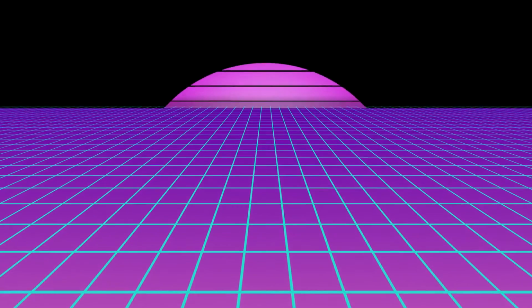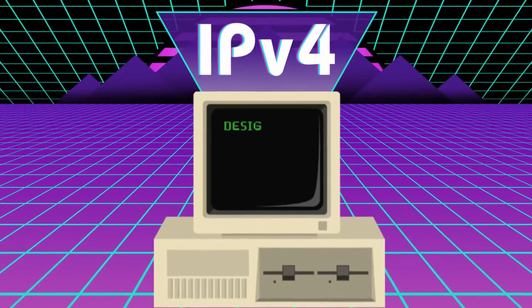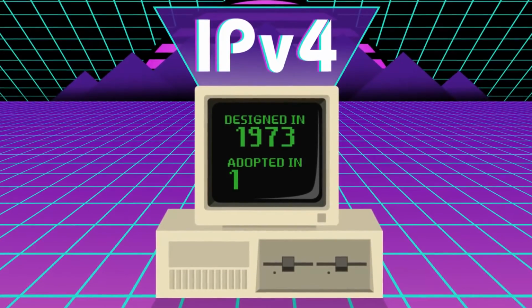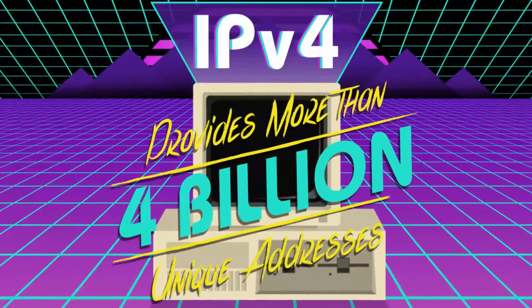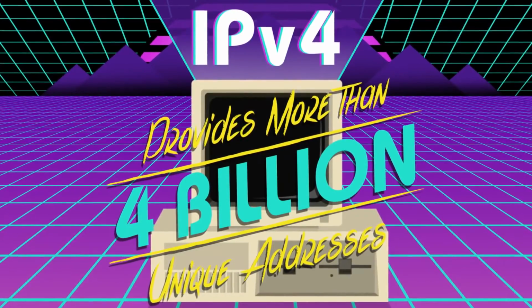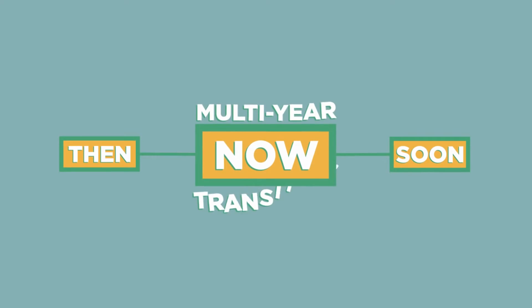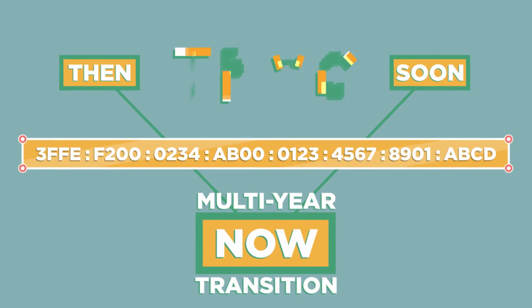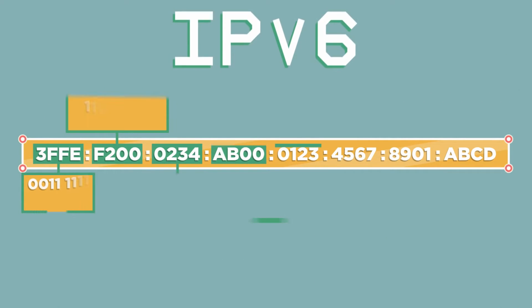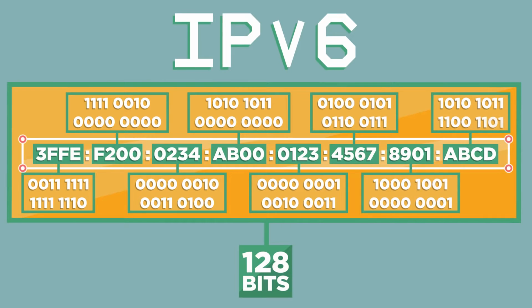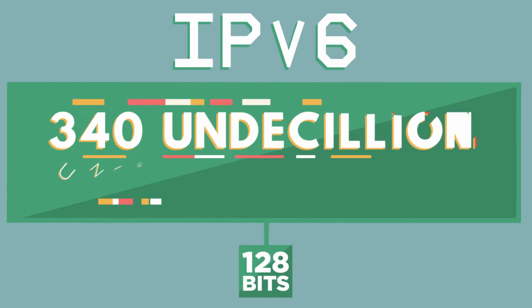This version of IP addressing is called IPv4. It was designed in 1973 and widely adopted in the early 80s, and provides for more than 4 billion unique addresses for devices connecting to the Internet. But the Internet has turned out to be much more popular than even Vint Cerf imagined, and 4 billion unique addresses won't be enough. We're now in the middle of a multi-year transition to a longer IP address format called IPv6, which uses 128 bits per address and provides over 340 undecillion unique addresses. That's more than enough for every grain of sand on Earth to have its own IP address.